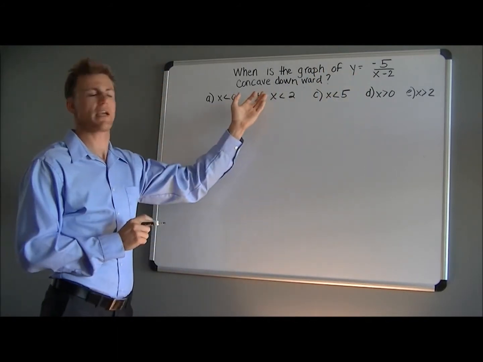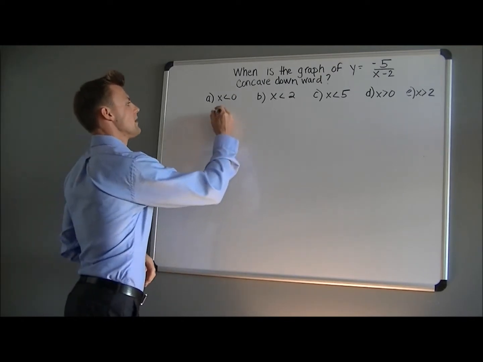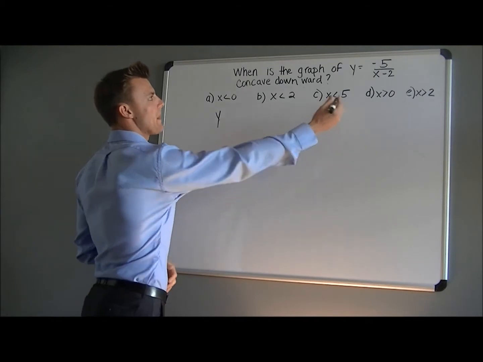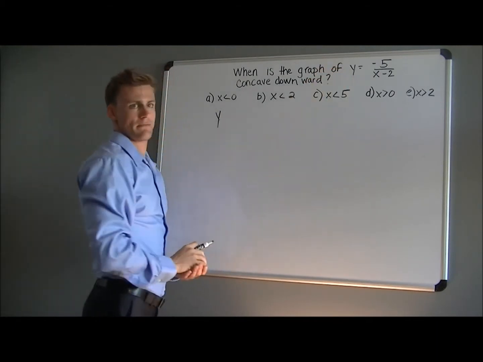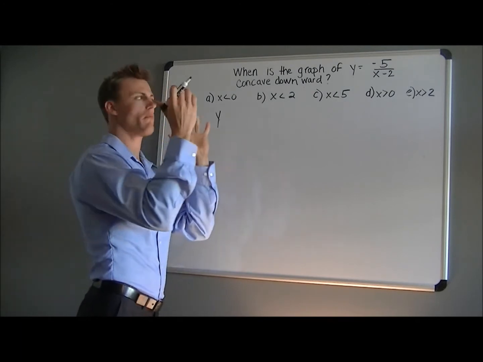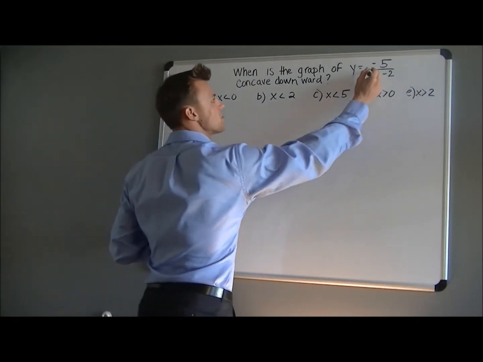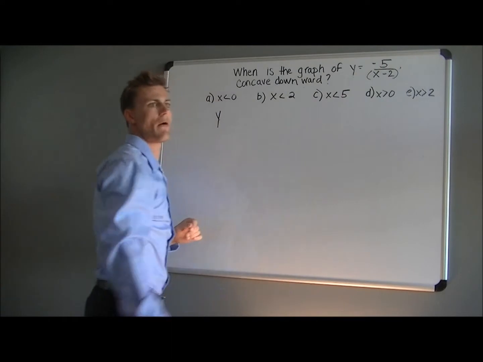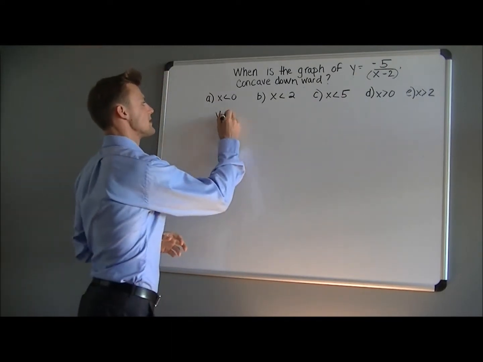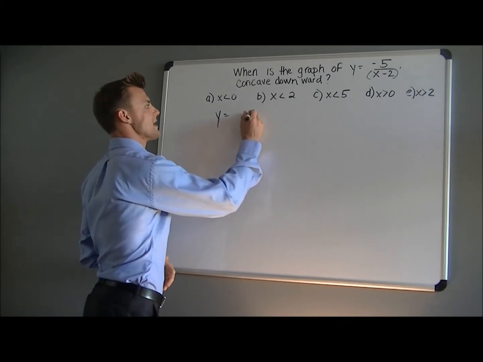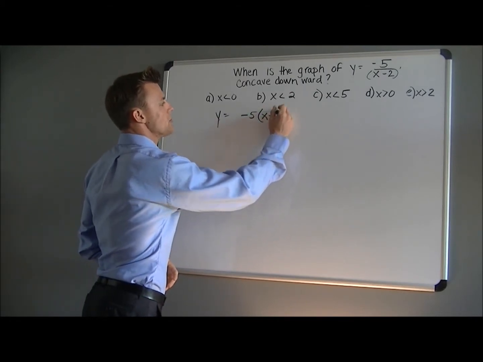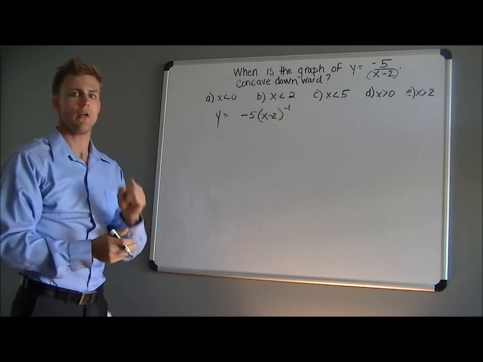We're still finding the second derivative, but I'm going to write the original function slightly differently. Right here it's a fraction, with the denominator being x minus 2. We can call that quantity x minus 2 to the first power. If we do that, we can now apply our rules of exponents and say the original function is the same thing as negative 5 times (x minus 2) to the negative first.